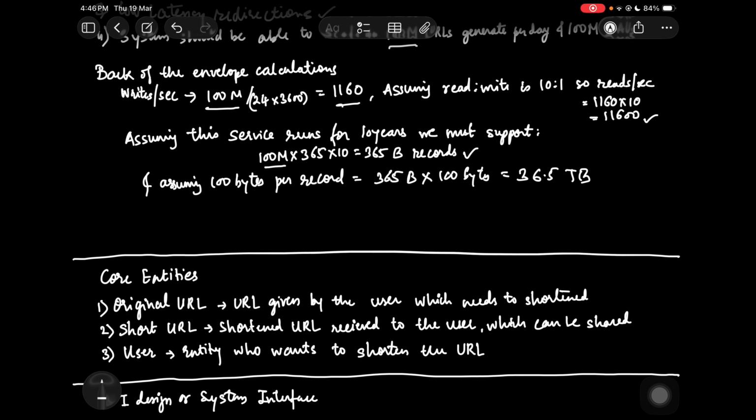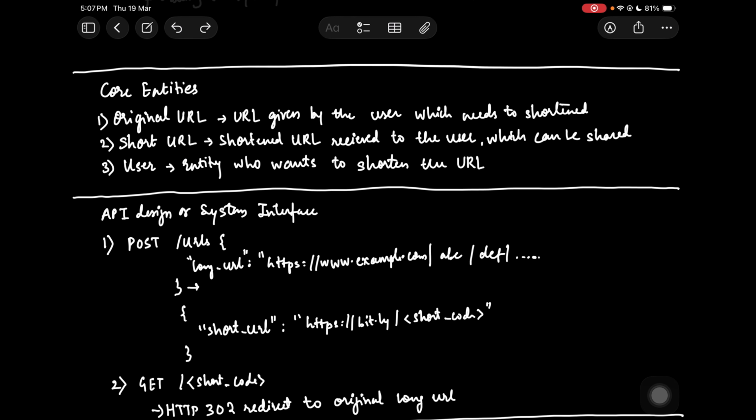And if we assume a lean data model, averaging about 100 bytes per record, which stores the short code, the long URL, and the metadata mapping, we are looking at 36.5 terabytes of storage. This is a huge storage. A single relational database instance is not going to cut it. This calculation is a massive red flag that tells us that we need a distributed database and a sharding strategy from day one itself.